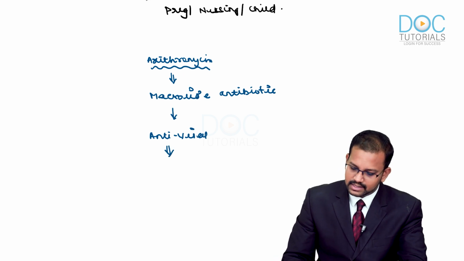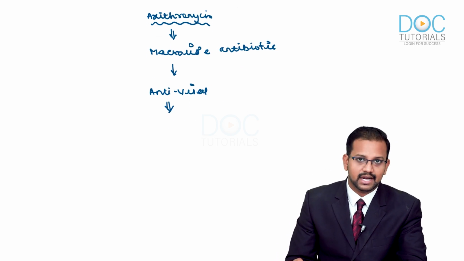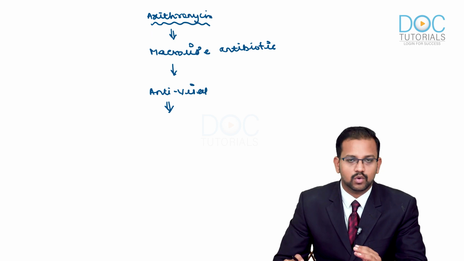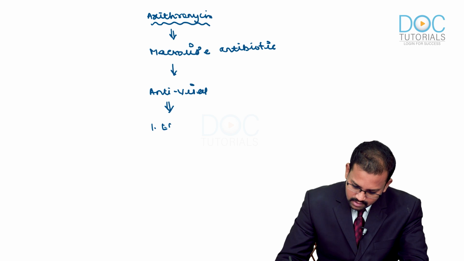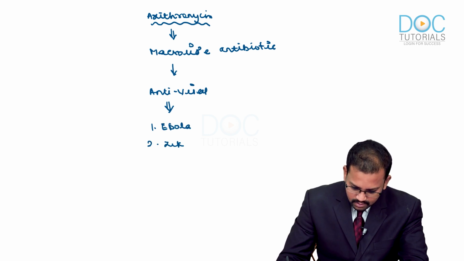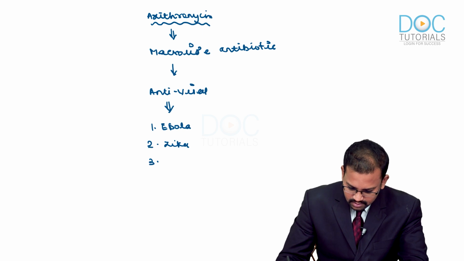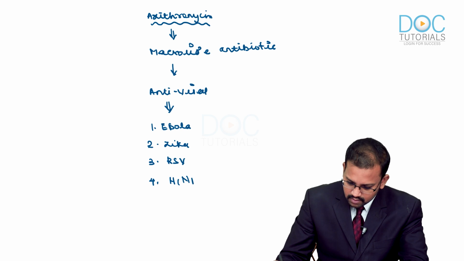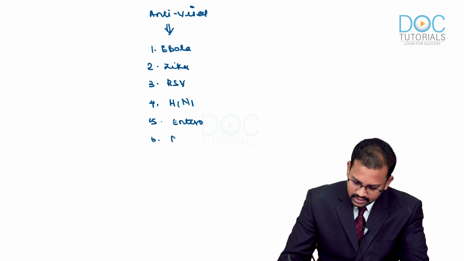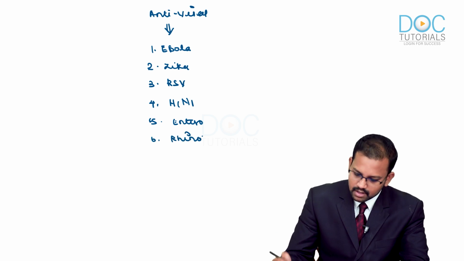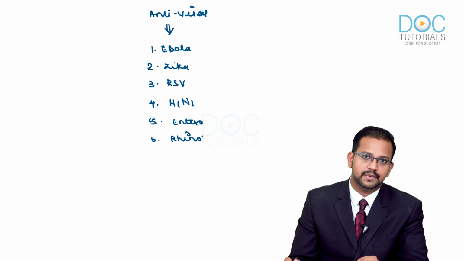Antiviral properties. These antiviral properties target many different viruses, guys, not only SARS-CoV-2. Azithromycin has been studied and tried for Ebola, for Zika virus, for respiratory syncytial virus, for H1N1, for enterovirus and for rhinovirus. For all these different viruses, azithro has been tried out.